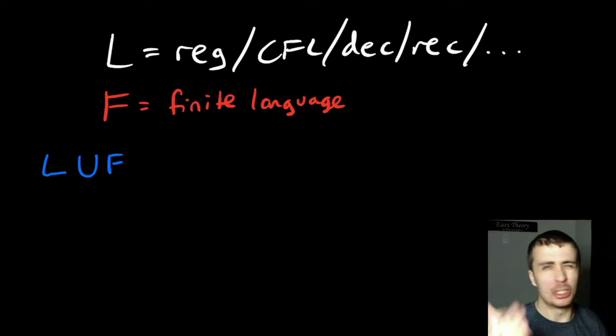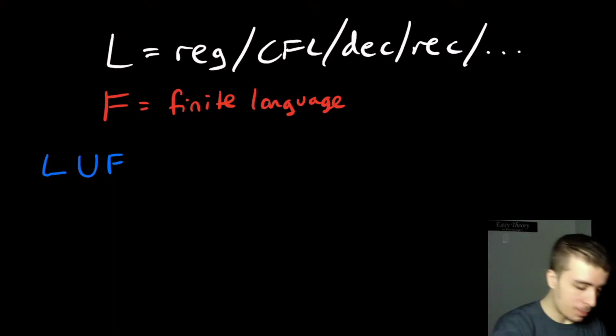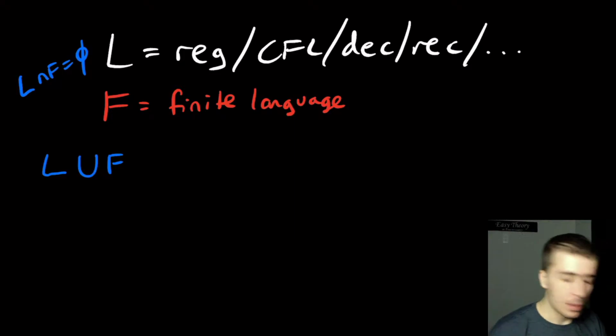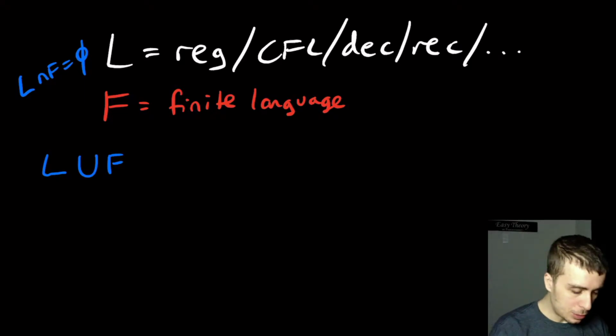Let's just assume for sake of demonstration that F and L are disjoint. So let's say that the intersection is empty between them. But if it ends up not being empty, then this will still hold. So let's look at L union F and then see what happens.